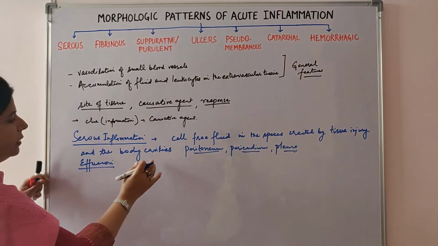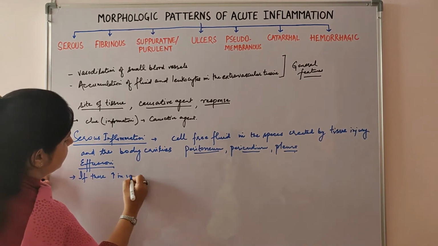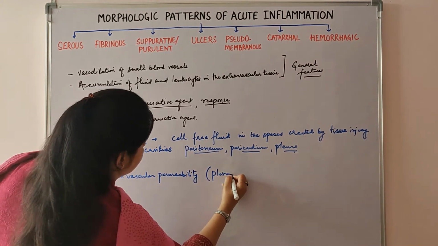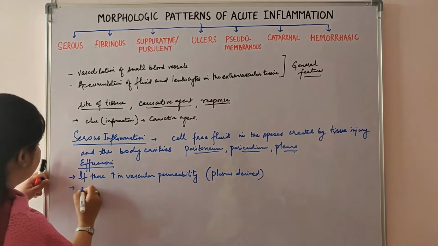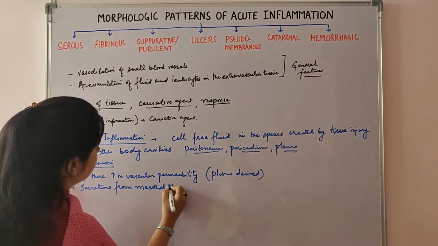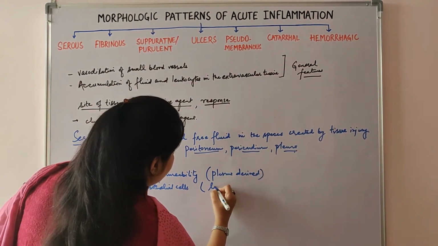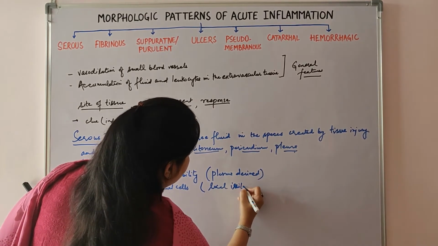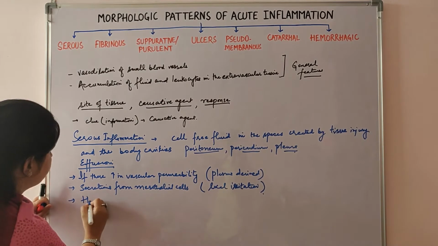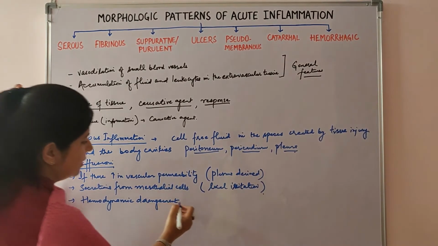Now serous effusion in the body cavities can occur if there is increase in vascular permeability, so the fluid is plasma derived, or due to secretions from mesothelial cells. The mesothelial cells are lining these body cavities. So it can occur as a result of local irritation or due to some hydrodynamic or hemodynamic derangements. So the cause here will be non-inflammatory.